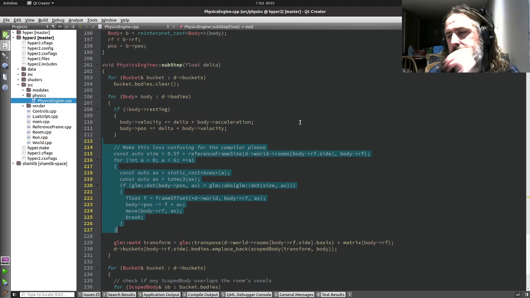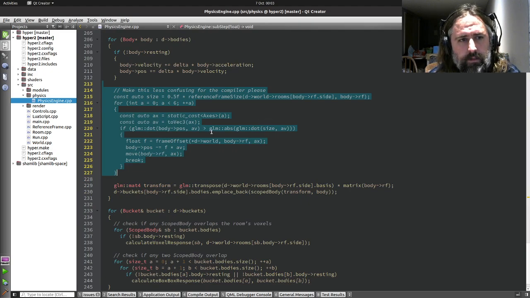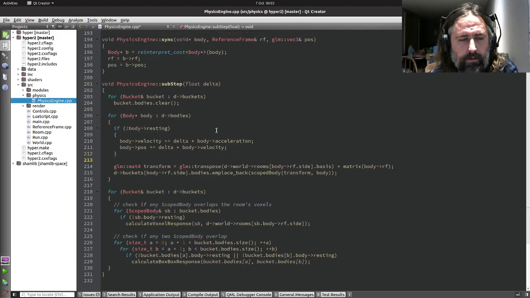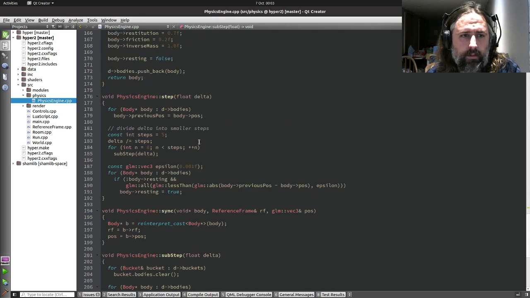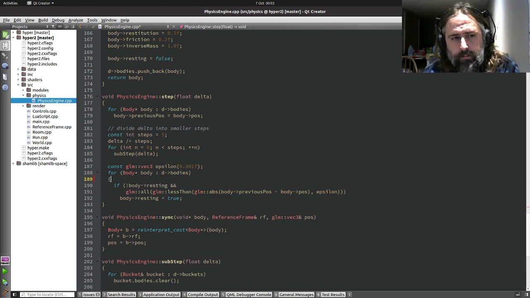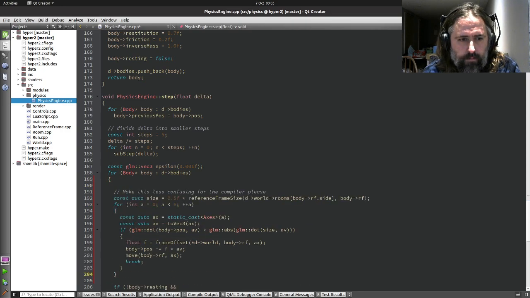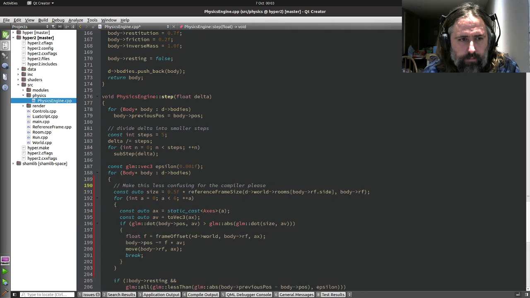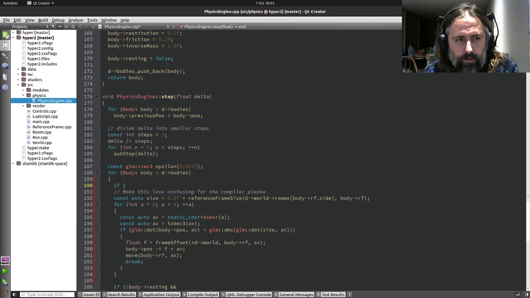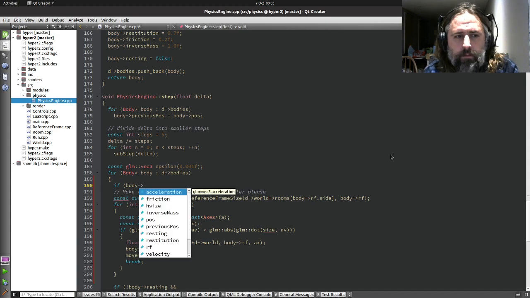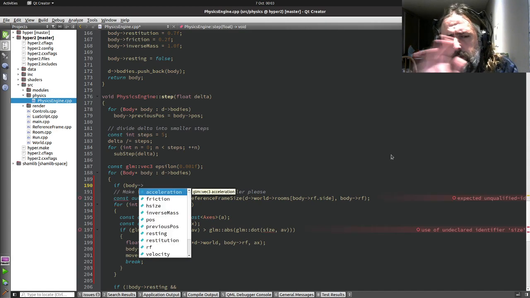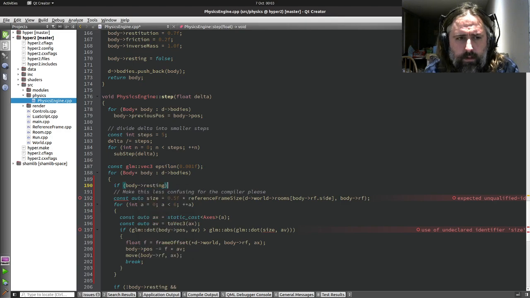It probably doesn't need to do this continually with the physics sub-step, so I'm just going to take that out for now. It does need to move a body from one room to another if it has moved between them, but it doesn't need to check it in such a fine-grained manner. So let's put it back into the end of the actual step. So once it's done the sub-steps, then it will move bodies from one place to another.